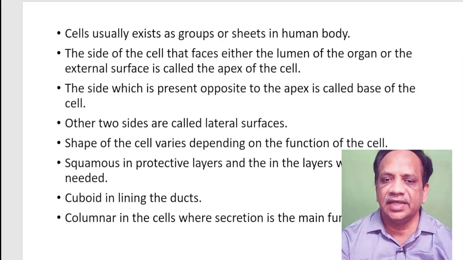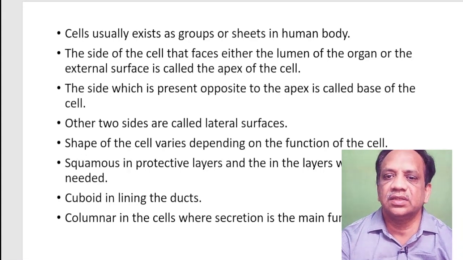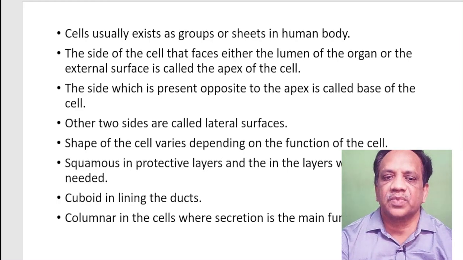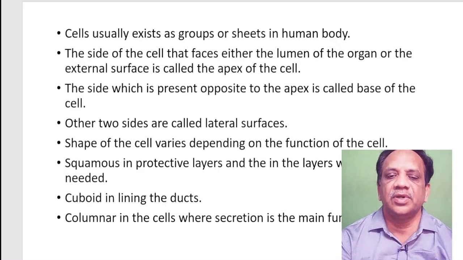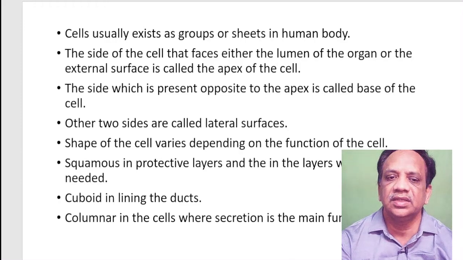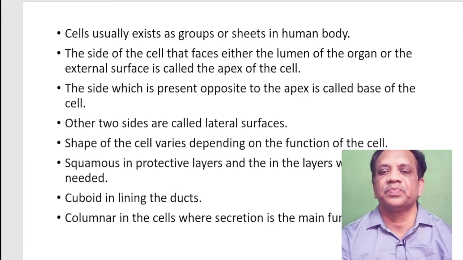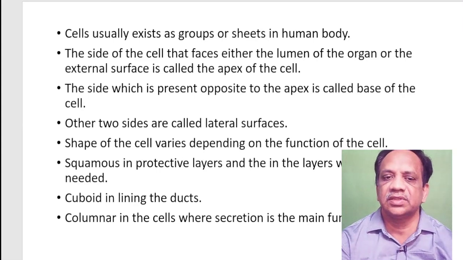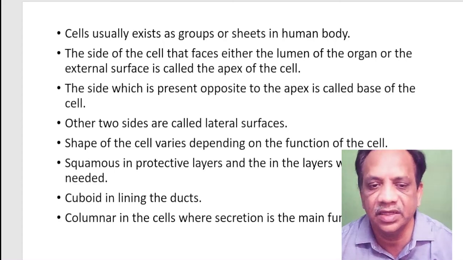The shape of the cell varies depending on the function of the cell. The apex, base, etc. are confined to the fixed cells, and the shape is also confined to the fixed type of cells. For example, in protective layers, the cells may be stratified squamous. The lowest layer is on the basement membrane, it is fixed there, and where diffusion is needed, it is simple squamous epithelium. The cell may be cuboid in shape in lining the ducts, and columnar in cells where secretion is the main function. Secretion or absorption, it should be columnar.